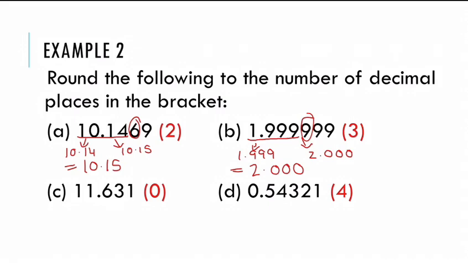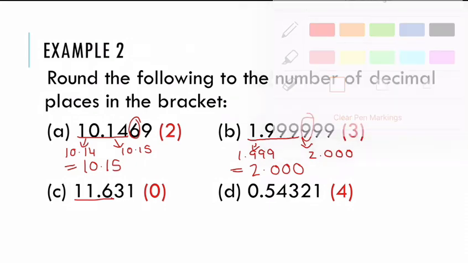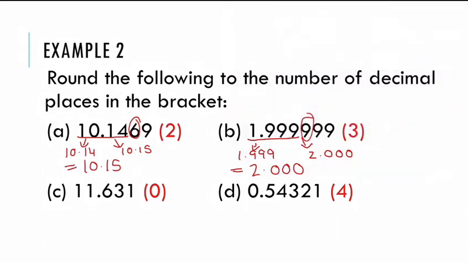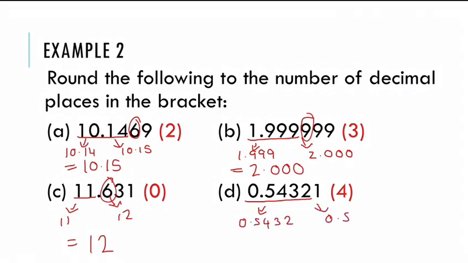In C, we are asked for 0 decimal places. So we are underlining 0 decimal places. The 2 numbers are going to be 11 or 12. 6 is greater than 5, so we round up to 12. In D, we're asked for 4 decimal places, so our two numbers are either going to be 0.5432 or 0.5433. 1 is less than 5, so we round down.